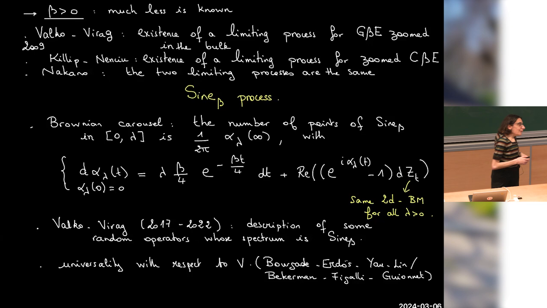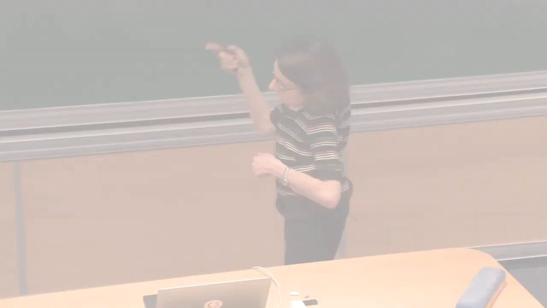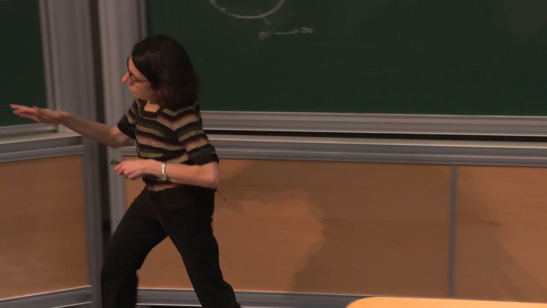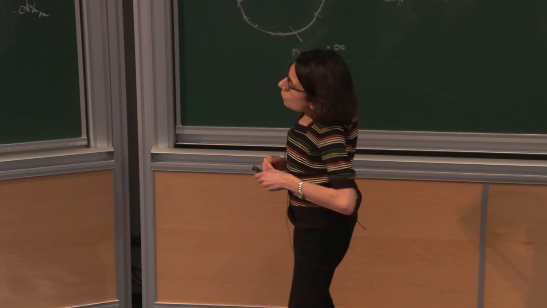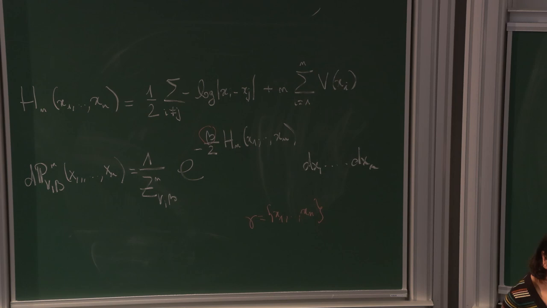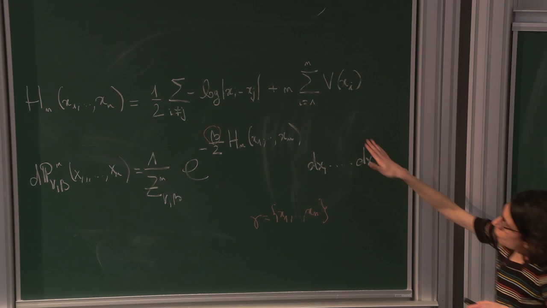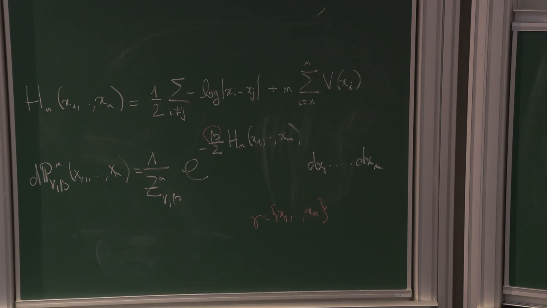Is it okay so far? Yes. There are universality results, same thing as in the beta equals 2 case. After the description of Valko and Virag and Killip and Nenciu, other people showed that under quite general assumptions on V, the V has to be a confining potential. So you have some assumptions on V, like regularity assumptions, etc. I'm not sure I would be able to give you the up-to-date assumptions on V, but there are pretty general results about universality with respect to V.